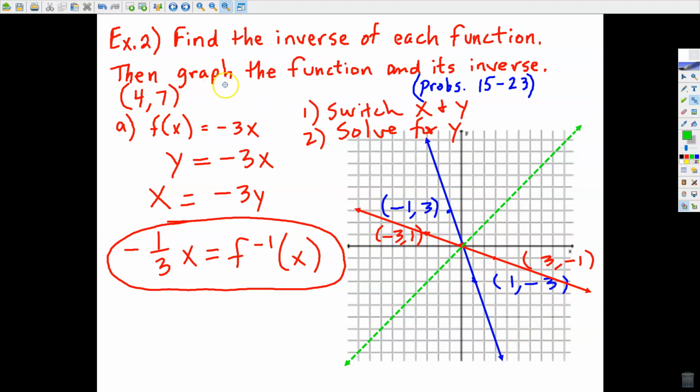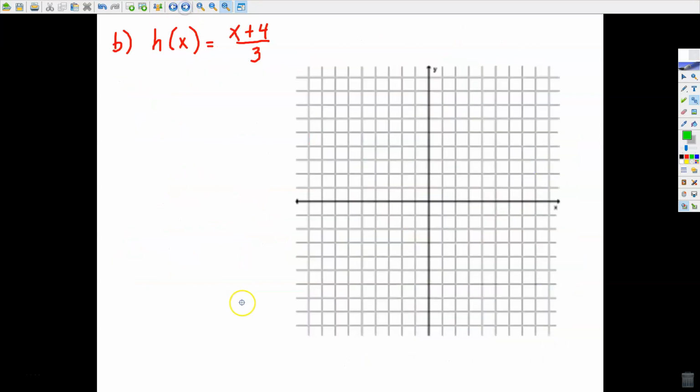In fact, when you do these graphs, every time you graph a function and its inverse, I want you to include y equals x. The book's not going to tell you that. You go ahead and just draw that so you can actually see how a function and the inverse reflect over that line. Okay, do you have any questions so far? We're going to do some more of these.